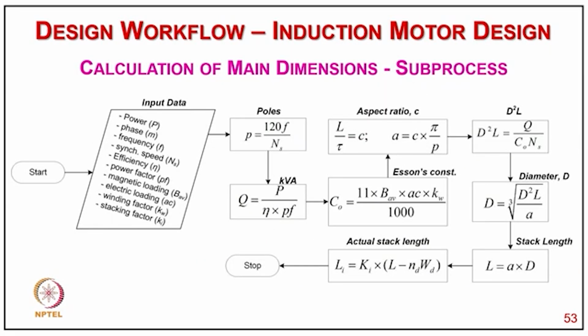Similarly, we can have a calculation of main dimensions as a sub process. To start with, input data: power, phase, frequency, synchronous speed, efficiency, power factor, magnetic loading, electric loading, winding factor and stacking factor. First we calculate the number of poles corresponding to the speed, then we go for kVA calculation from power, efficiency and power factor, then we calculate the output coefficient as given by the relation here. Then we go for aspect ratio, another relation for L upon tau, and then calculating D square L, then calculating the diameter, followed by stack length, and then actual stack length, and then stop. So, this is the calculation for main dimensions.